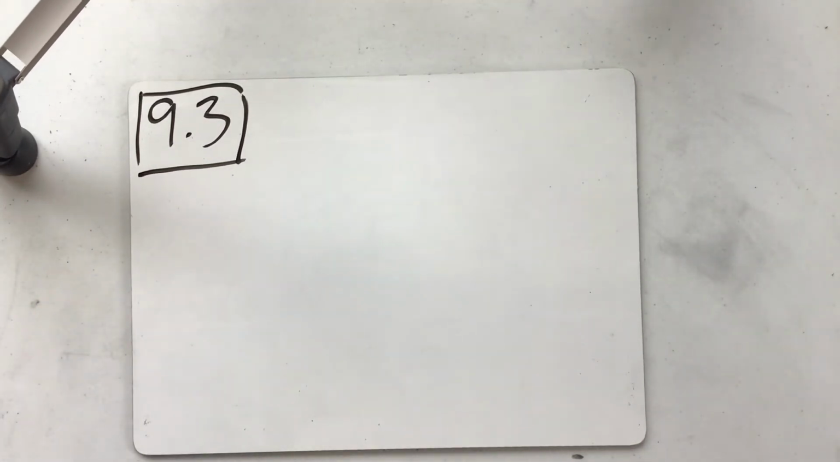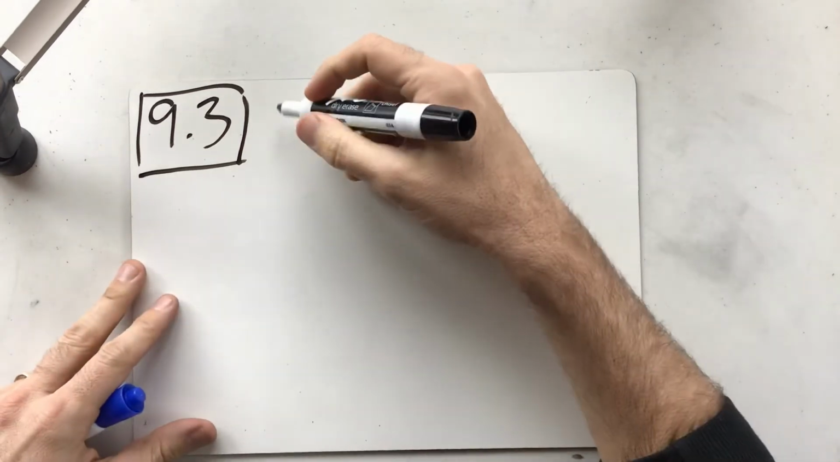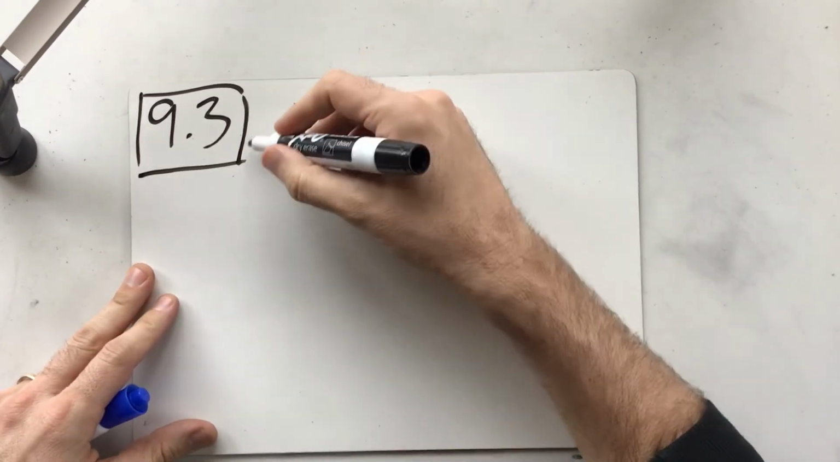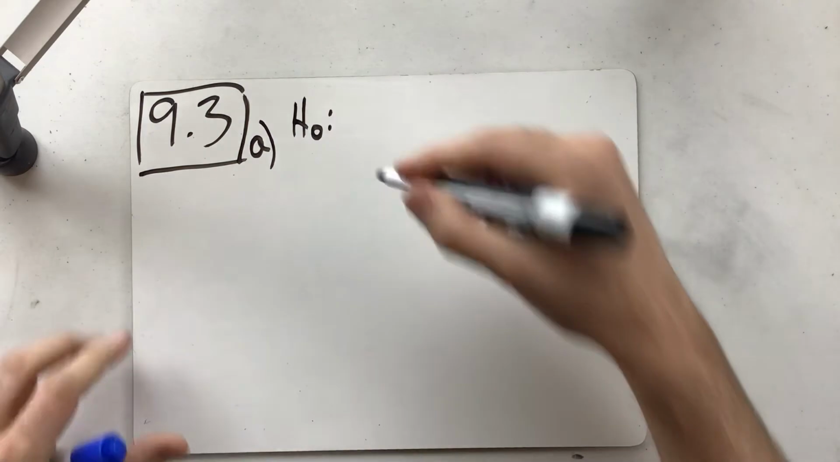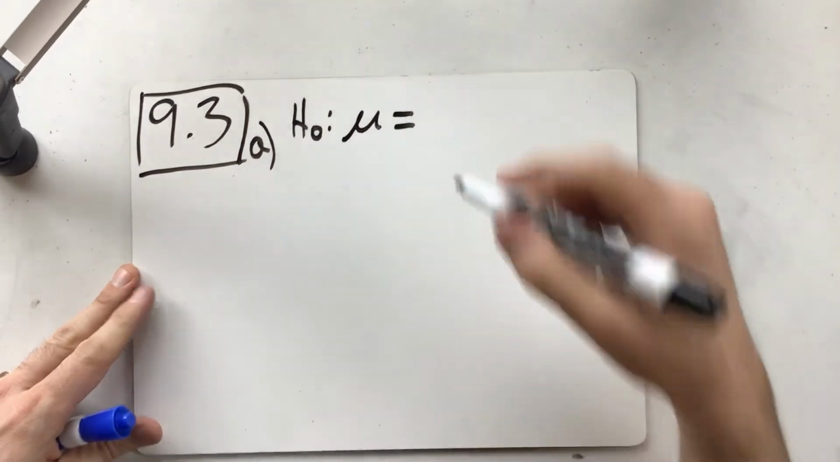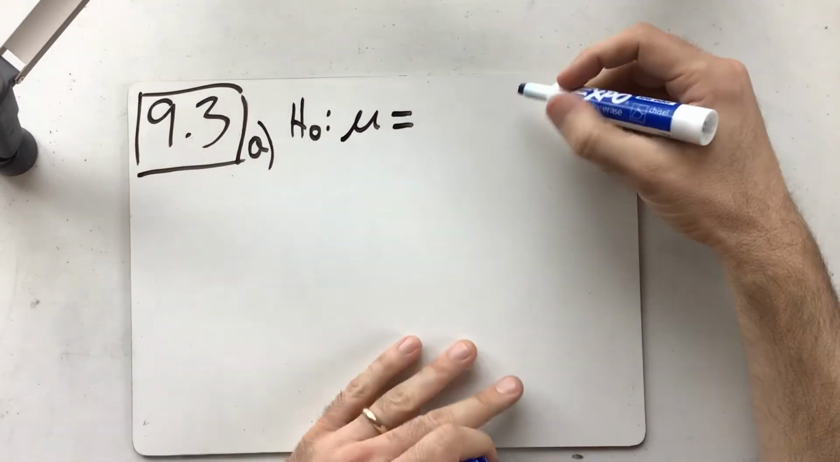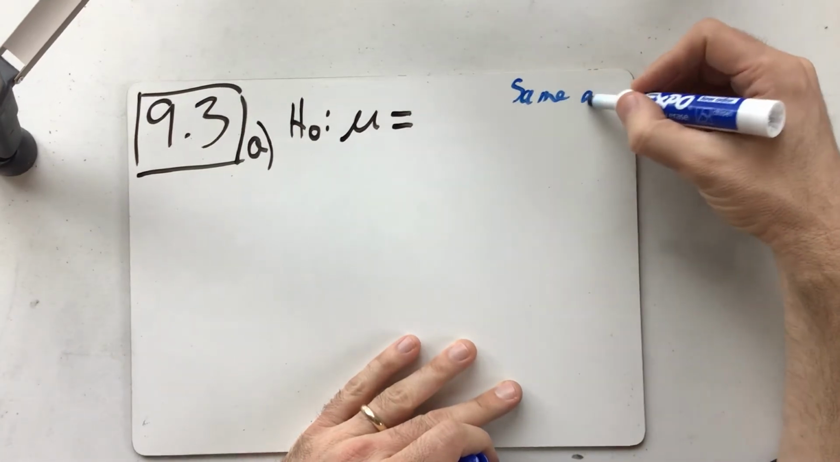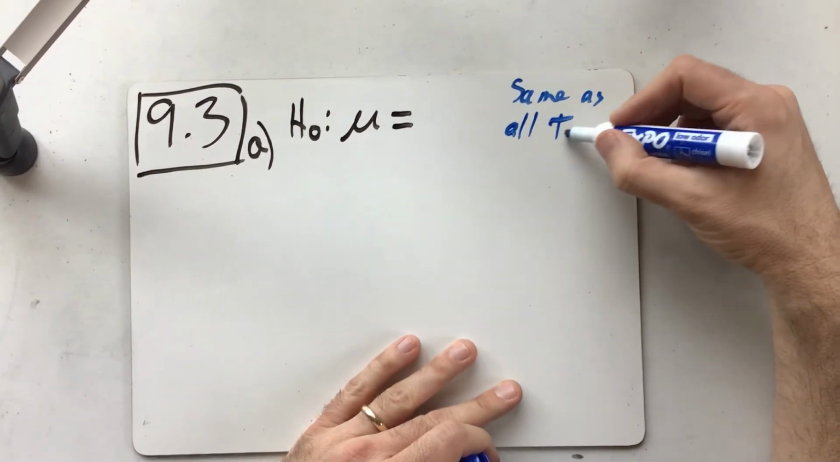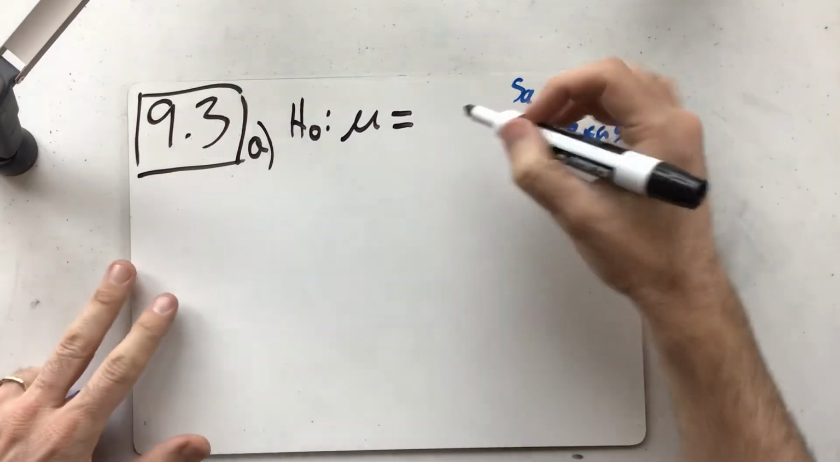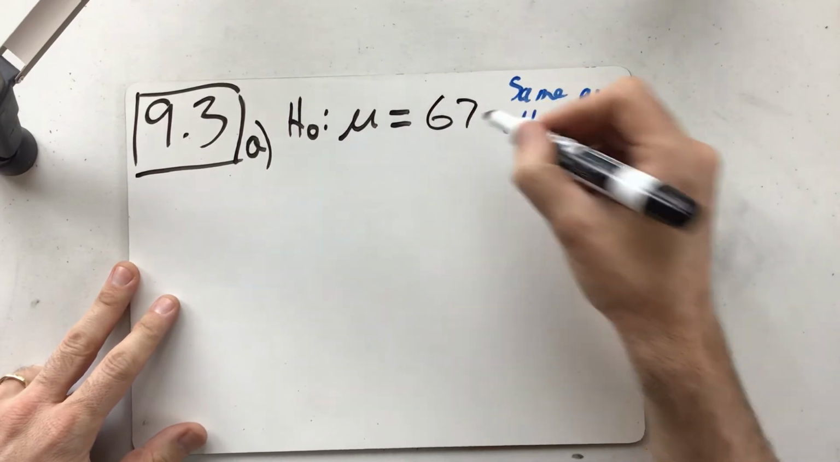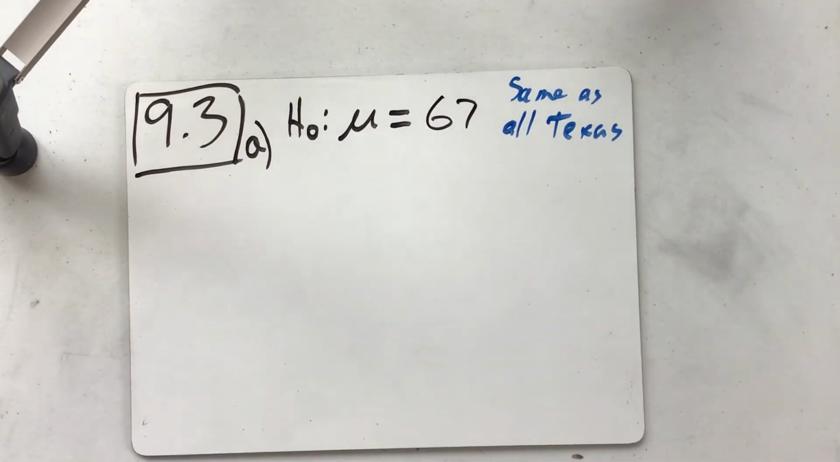Okay, now that we're back from pause, let's write our hypotheses down. What is our null hypothesis? Our null hypothesis is the hypothesis that nothing happened. So if our drivers on the loop are the same as all of Texas, the null hypothesis is the same as all Texas. So our null hypothesis would be that mu is equal to 67, because if our drivers are the same, then their speed is 67 miles per hour.